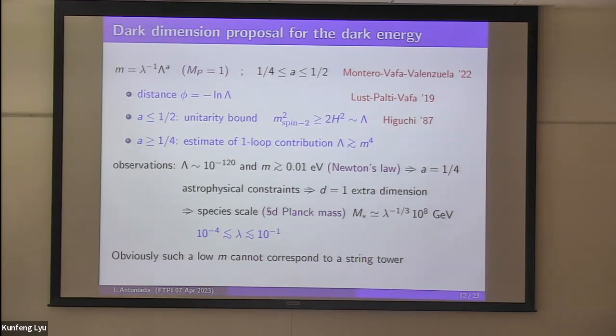On the other hand, now we put in observation, we know that lambda is 10 to the minus 120. The scale m is too low to be a string tower, so it has to be a KK tower. And the compactification scale must be bigger than 0.01 electron-volt, from the Newton's law that I showed before, which corresponds to 30 micrometers. So this implies that A is very near to 1/4. In other words, there is no room to introduce more than one extra dimension, because if there is a dimension at this scale, then due to astrophysical constraints from supernovae, you cannot have more dimensions. That's one.